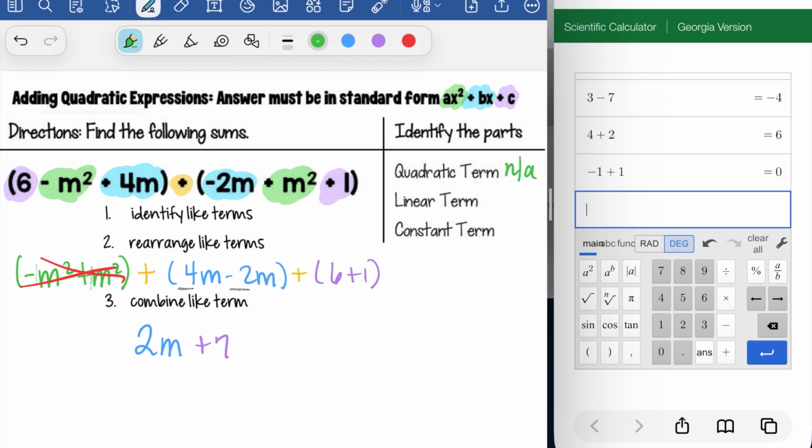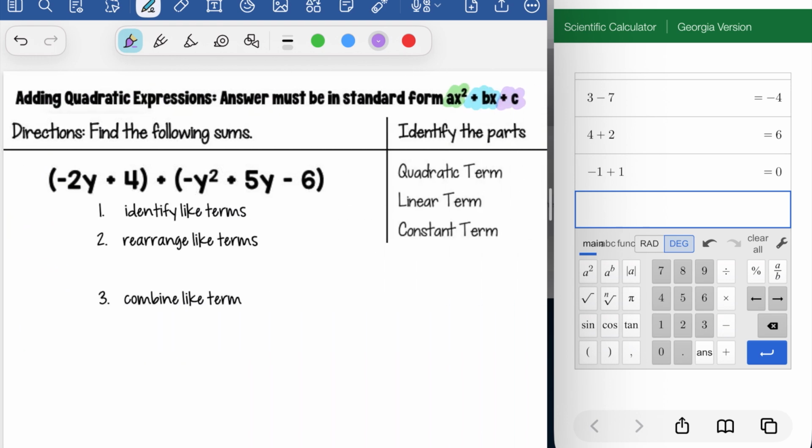Well, what's my linear term? 2m. And what's my constant term? 7. All right, let's look at our last example.